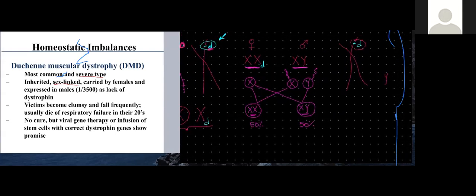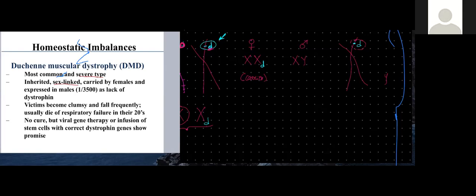So if a female has the defective gene on one of her X chromosomes, we call this a female carrier. She is a carrier of the disease. So she carries the disease, but the disease is not manifested on her. So the disease itself is not going to be affecting her. So what are my chances?